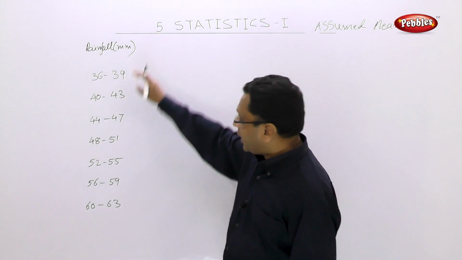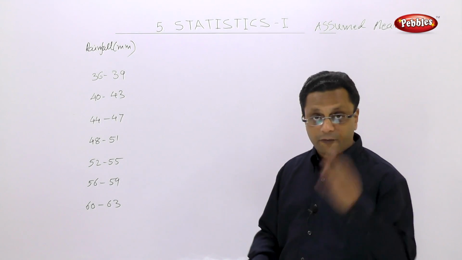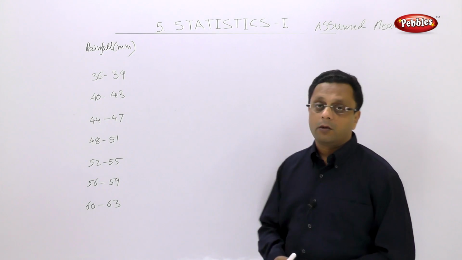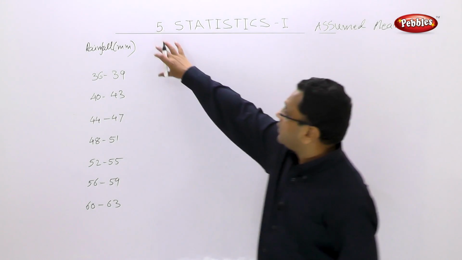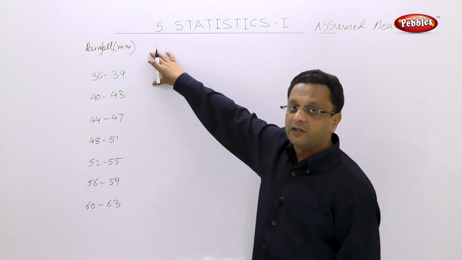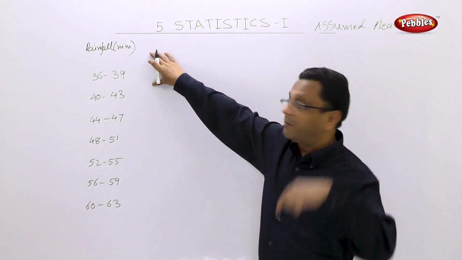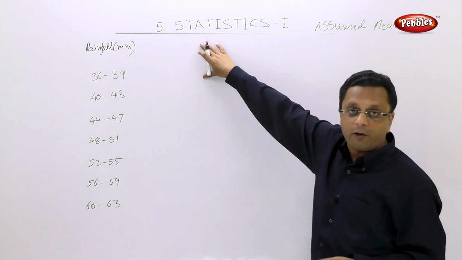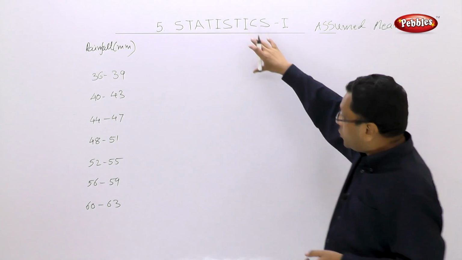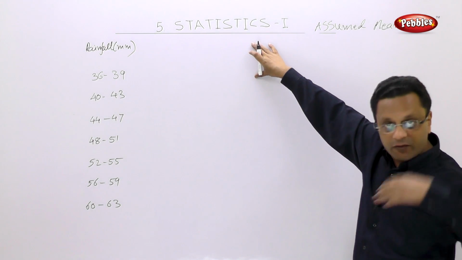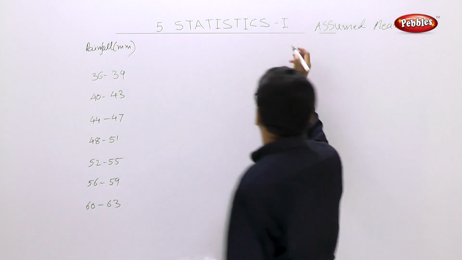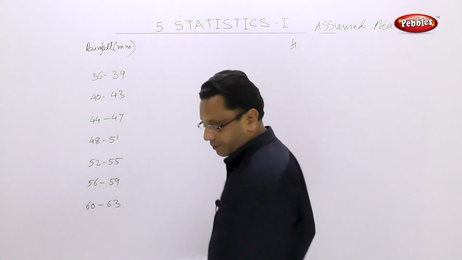This is the rainfall in mm, and now the frequency is given. I told you our first step was to find out the class mark, so I am keeping some space here. In our assumed mean method, we keep some space for finding d. Now we will keep one more space here to find one further value, and then write the frequency.